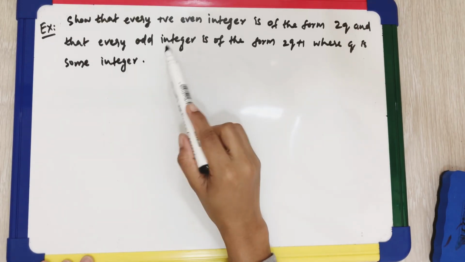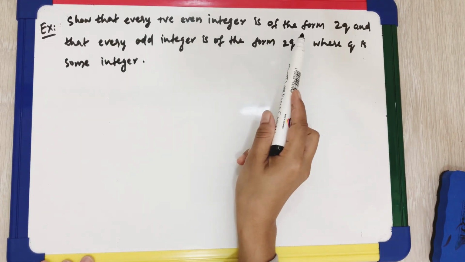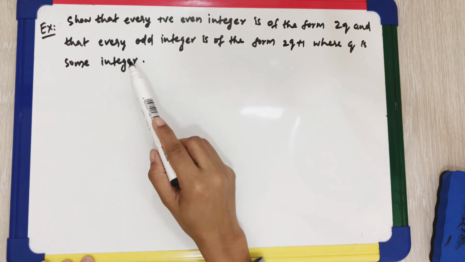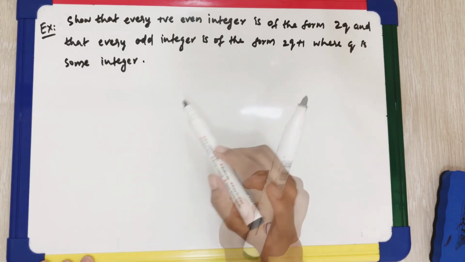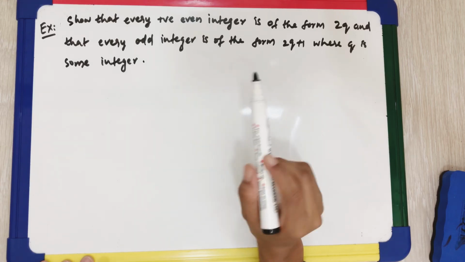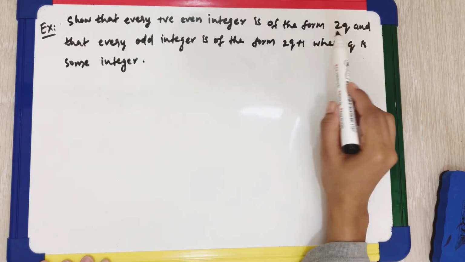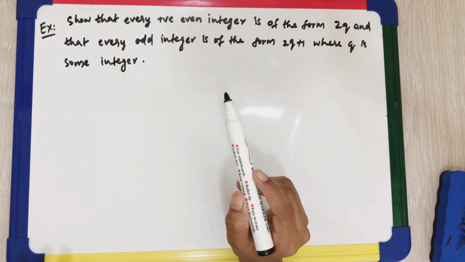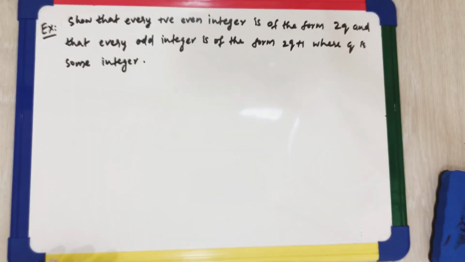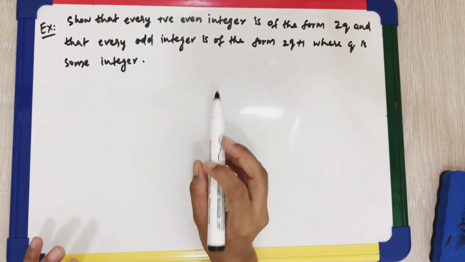Next example, show that every positive even integer is of the form 2q and that every odd integer is of the form 2q plus 1, where q is some integer. We have to show every odd integer is of the form 2q plus 1 and every even integer is of the form 2q. We know that any positive integer can be either odd or even. We can take any arbitrary positive integer.